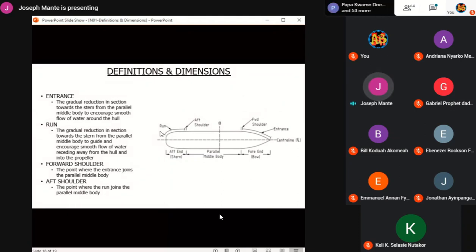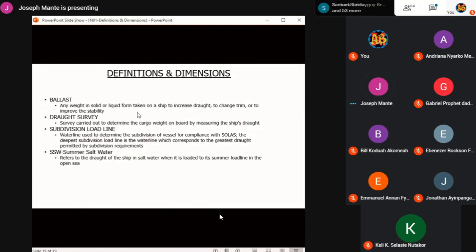The forward shoulder, as you can see from the diagram, is the point where the entrance joins the parallel middle body. Initially when he was explaining, he explained the parallel middle body, the forward perpendicular and the aft perpendicular. So you know where the parallel middle body is, and you know where the other ones are. So you have the aft shoulder, the point where the run joins the parallel middle body. That becomes the aft shoulder.